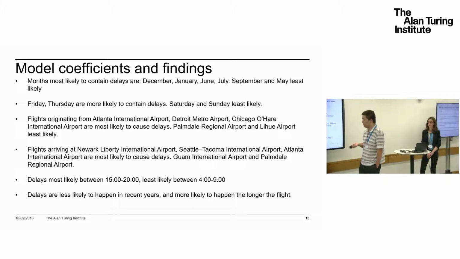And in terms of the time of the day, we found that delays are most likely between the late afternoon and evening, which makes sense because the general advice when taking airplanes is to get there early to avoid delays, and it's least likely between 4 a.m. and 9 a.m. And also over time, delays have become less likely in recent years, which is good news.